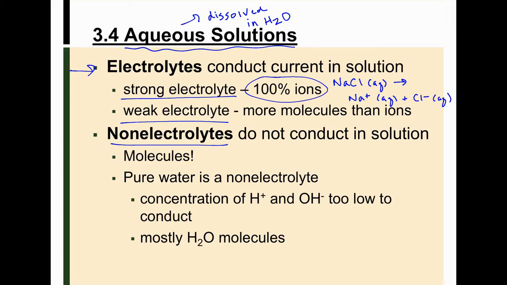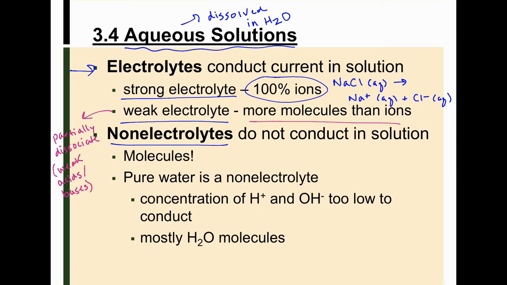Now you can also have weak electrolytes. Weak electrolytes only partially dissociate, which means some of the particles will break up into ions, but some of them stay as molecules, which means they can conduct electricity a little bit, but not great. Weak electrolytes are things like weak acids and weak bases. And we're going to learn a lot more about acids and bases later in the chapter.